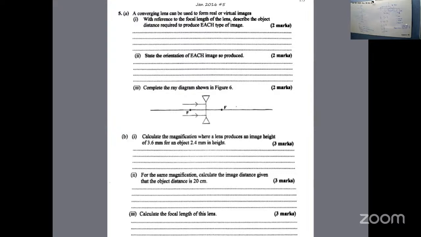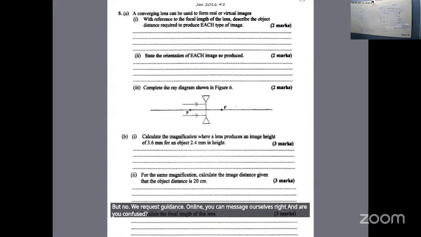Well done. Any questions? Online you can message answers, right? Anybody confused? Same thing, use the formula again, right?